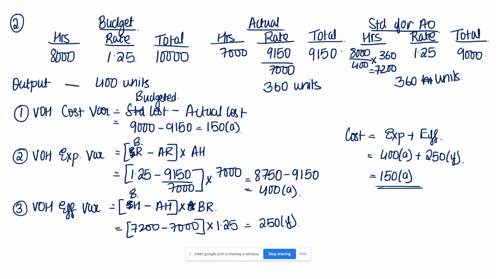Again repeating this, we are doing it on the basis of hours. We have taken 8000 and here 400, so 1.25 comes the rate when we divide it by 10,000. Same 7,360 and here 7,000 for 360. Cost variance: budgeted cost total is 9,000 and 9150, so 150. Here budgeted rate minus the actual rate into the actual hours, so we got 400. And the same formula for efficiency, budgeted hours minus actual hours into budgeted rate. And the check is this. Copy this quickly.